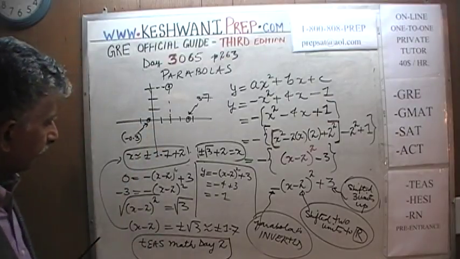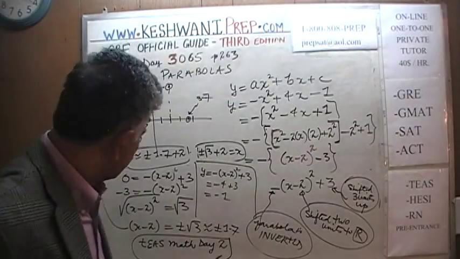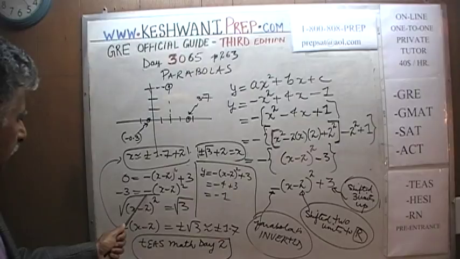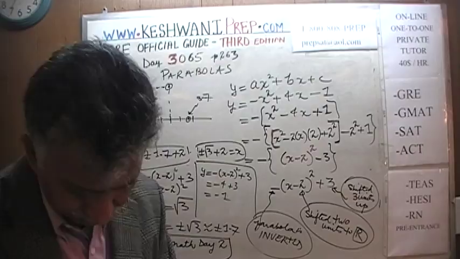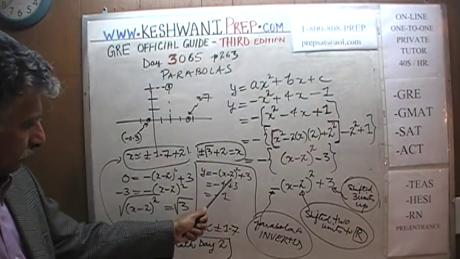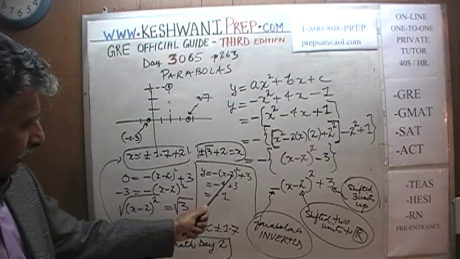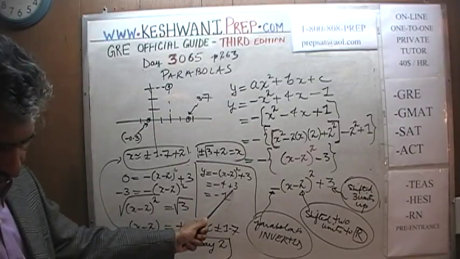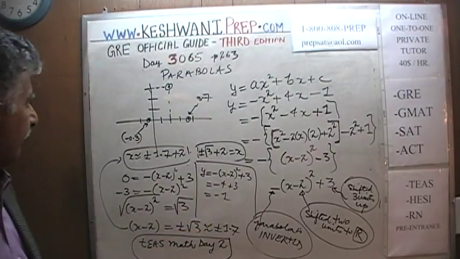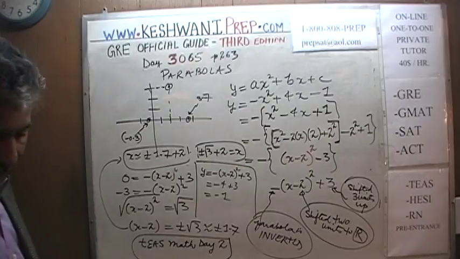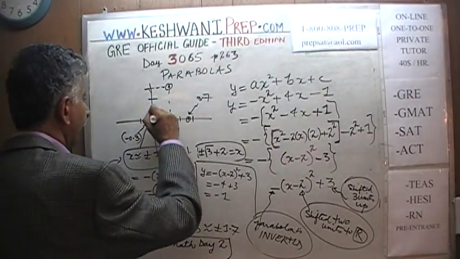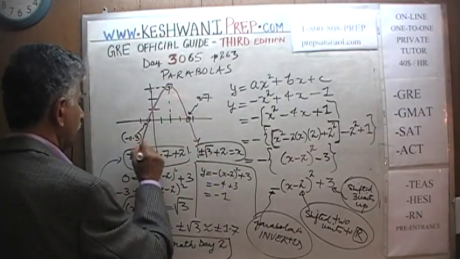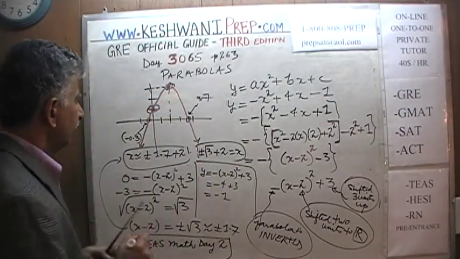It should have been positive 1. Where did I make a mistake? y is equal to negative (x minus 2) squared. When x is equal to 0, we get negative 2 squared, which is 4, negative 4, positive 3. It should be negative 1. But obviously it does not cut at negative 1, because we can see from the picture it is upside down. The parabola looks something like this, and you can clearly see that it cuts it here.